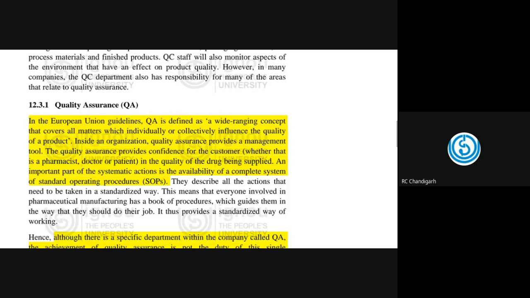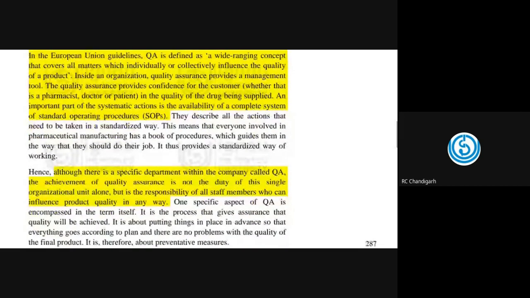An important part of systematic actions is the availability of a complete system of standard operating procedures relating to that drug or any product. Hence, although there is a specific department within a company called quality assurance, the achievement of quality assurance is not the duty of this single organizational unit alone, but is the responsibility of all staff members who can influence product quality in any way.